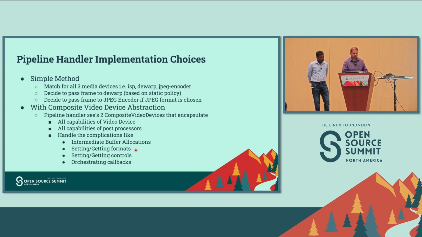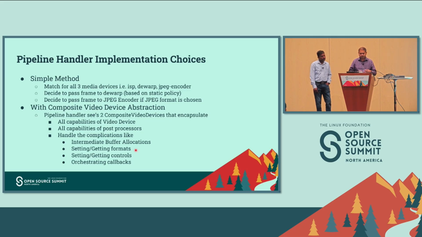So let's talk about the requirements. It must have all the capabilities of a video device, because that's what it's going to look like to a pipeline handler dealing with a similar ISP but without the post-processors. So we're trying to make the pipeline handler's code simpler. It should also handle complications like intermediate buffer allocation. When you are moving from one video device and passing to two different post-processors, your application is just going to give you buffers for the end of the pipeline, so all of that intermediate buffer allocation needs to get handled here.